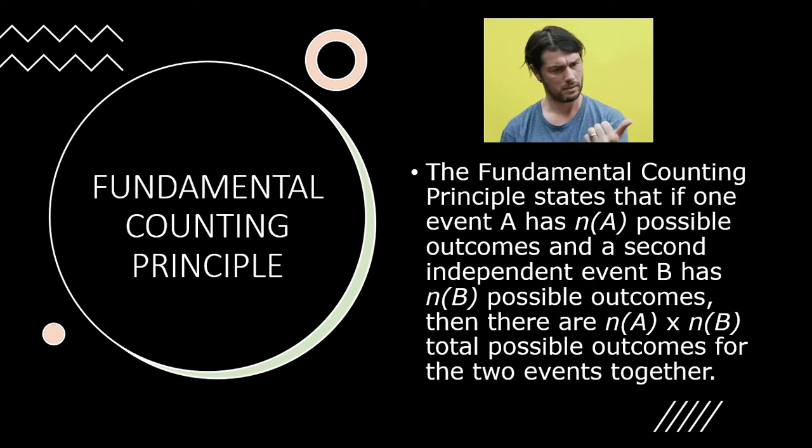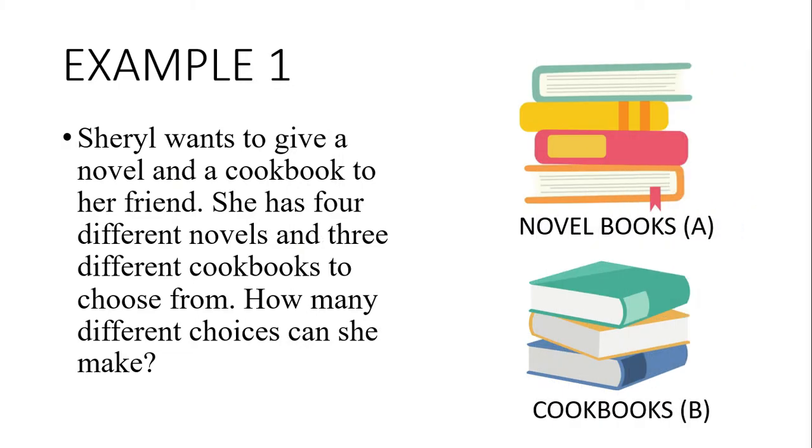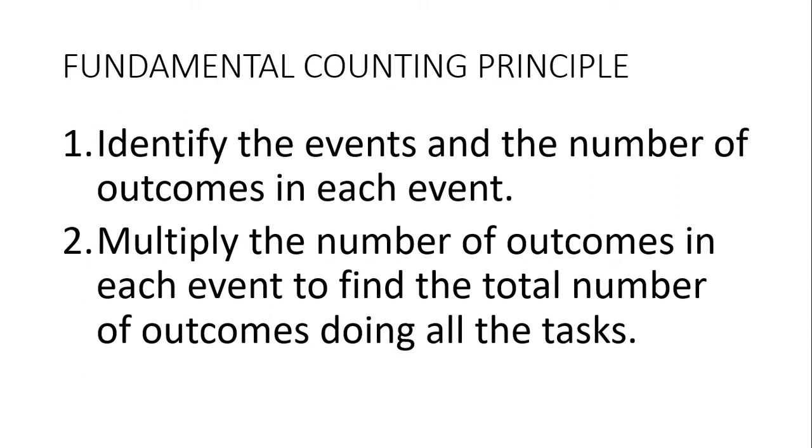Let us take this scenario for example. Cheryl wants to give a novel and a cookbook to her friend. She has 4 different novels and 3 different cookbooks to choose from. How many different choices can she make? To use fundamental counting principle correctly, you must follow these steps. First, identify the events and the number of outcomes in each event. Secondly, multiply the number of outcomes in each event to find the total number of outcomes doing all the tasks.